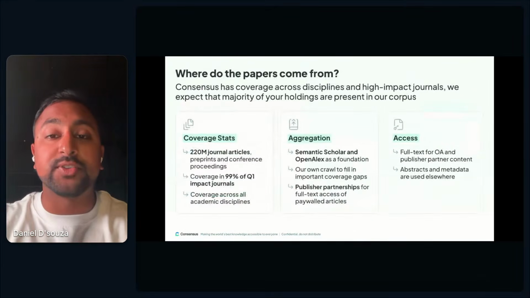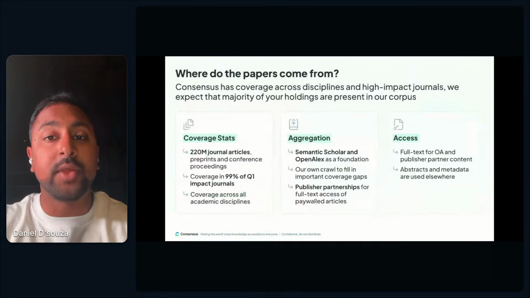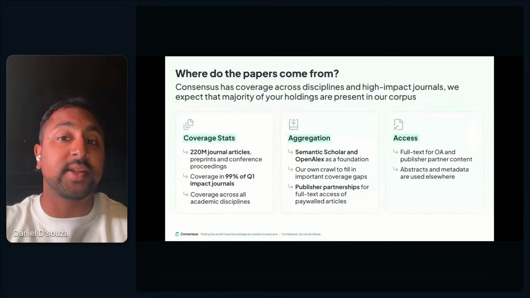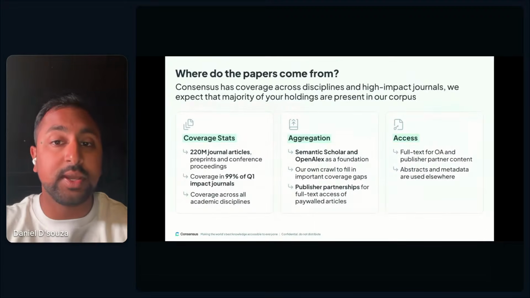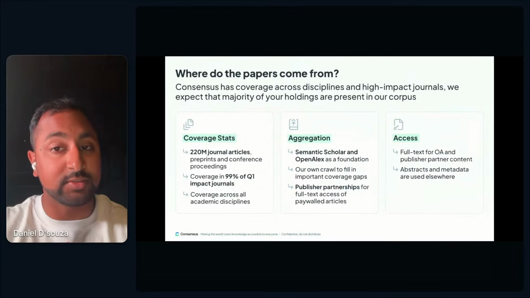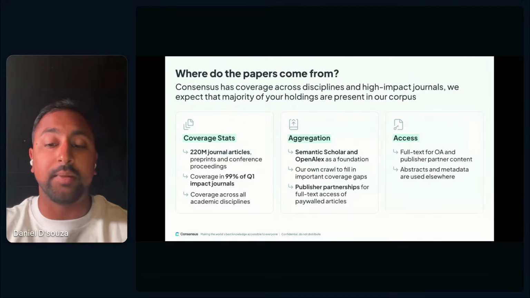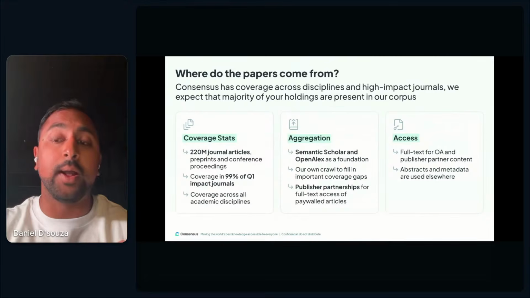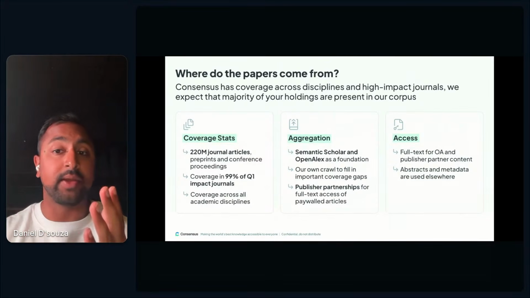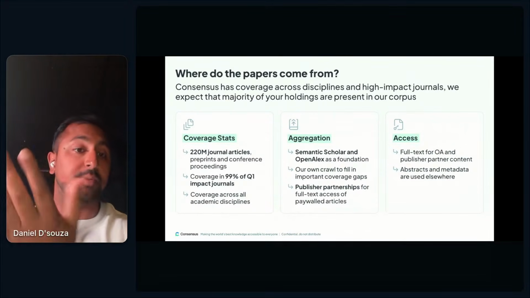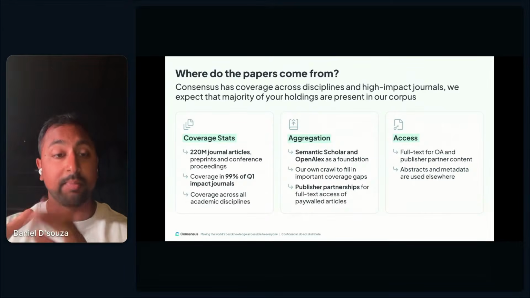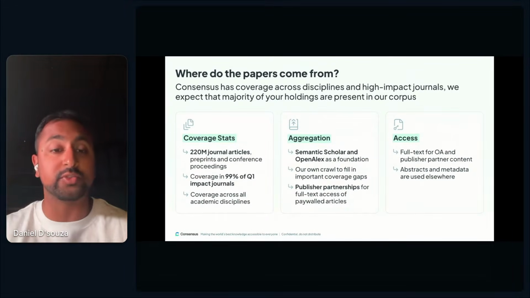In terms of the papers themselves and where these papers come from, we have over 220 million journal articles, preprints, and conference proceedings. We have coverage in about 99% of Q1 impact journals, and we have coverage across all academic disciplines. So where this becomes really valuable is it's not just clinical research data, but data across fields. We have basically everything that's on PubMed, and then we actually have 24 times the amount of papers that are in PubMed. So you can think about it like almost everything on Google Scholar.